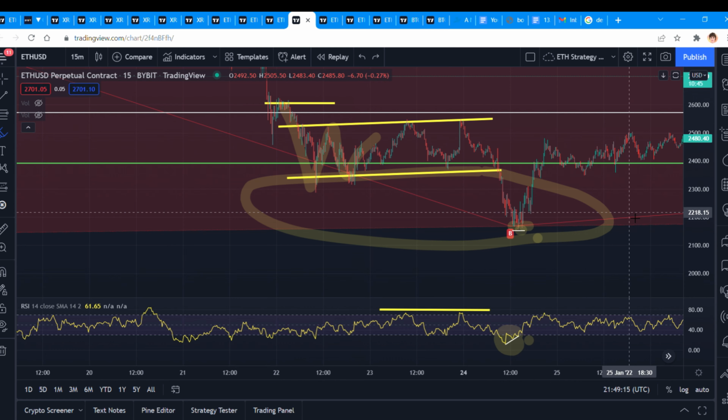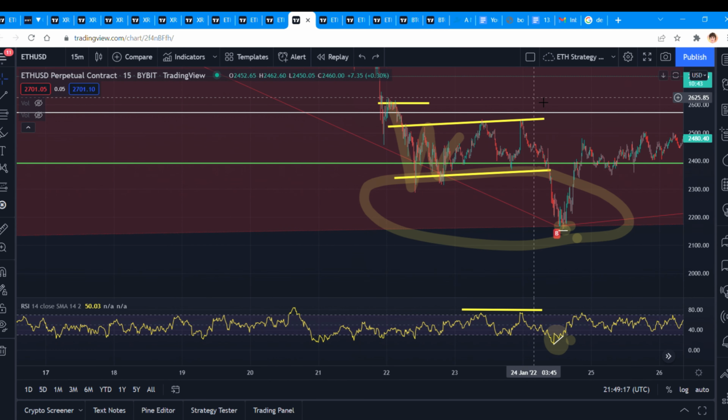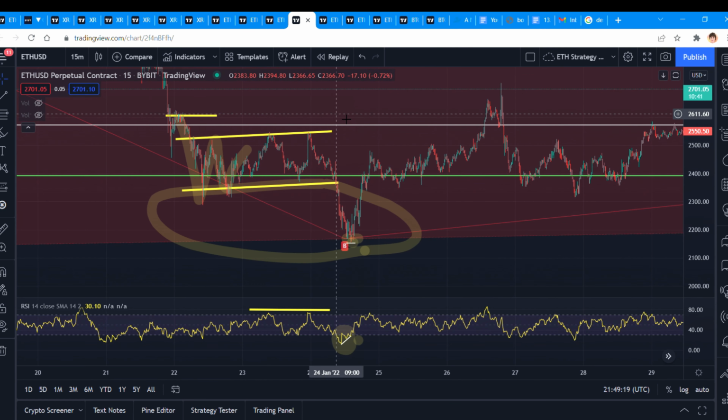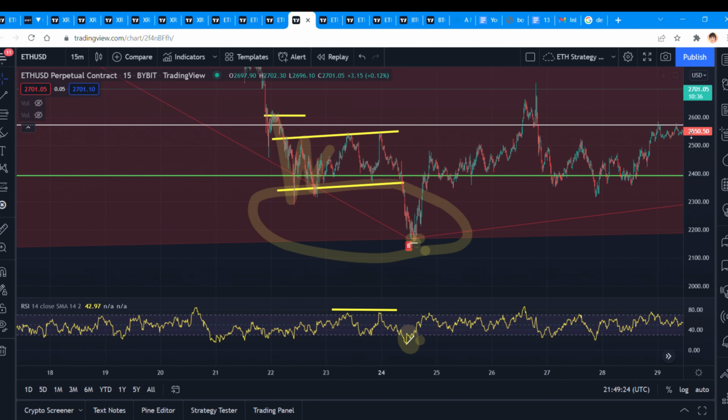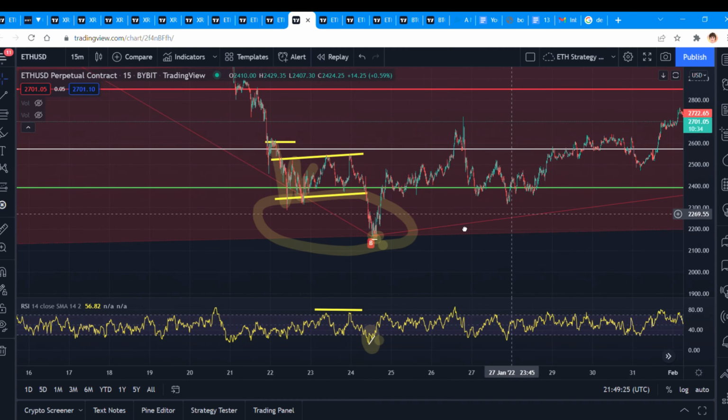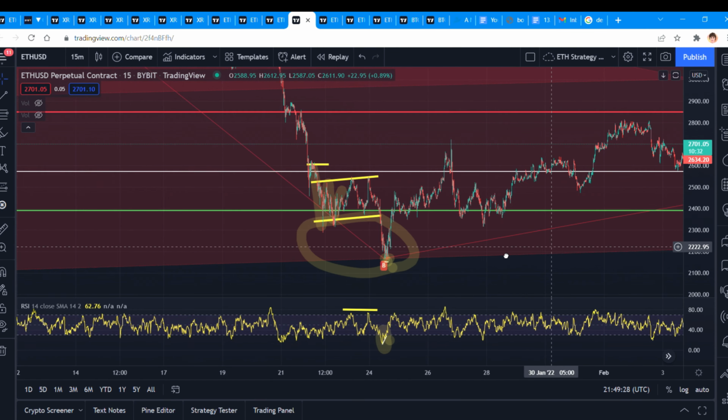Now, the hard part here would be to determine how long this wave up lasts. Where are the 3 steps up? Because look at this mess.